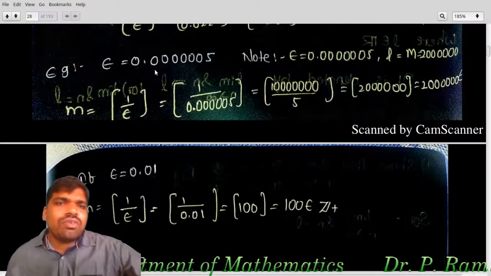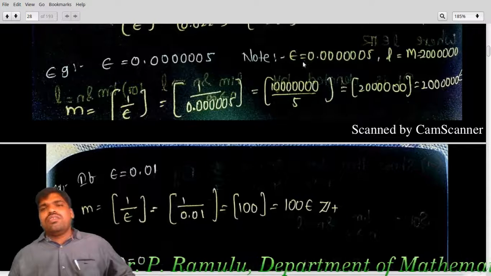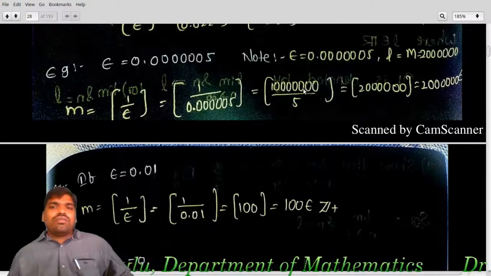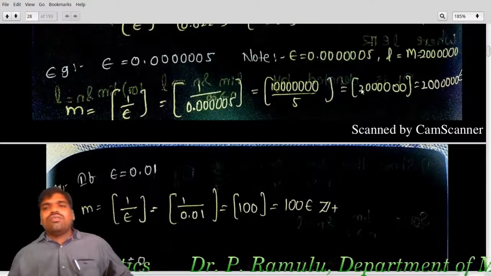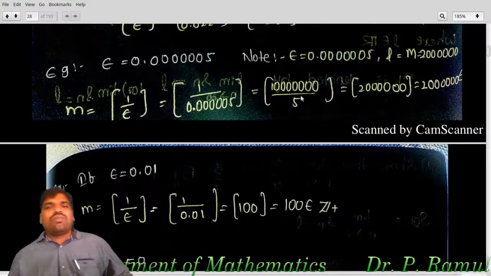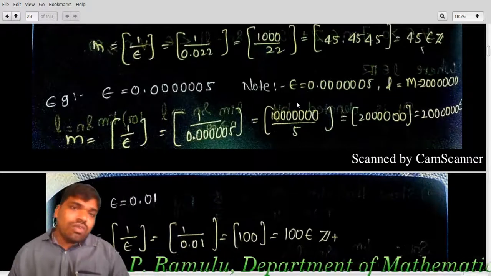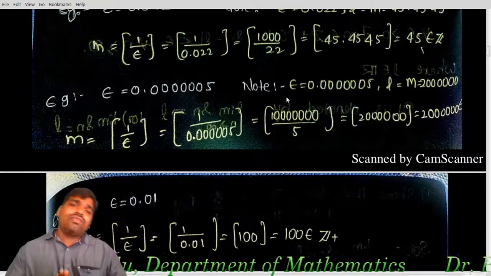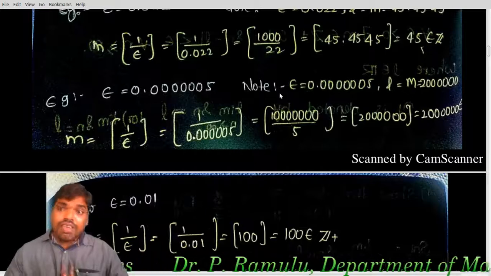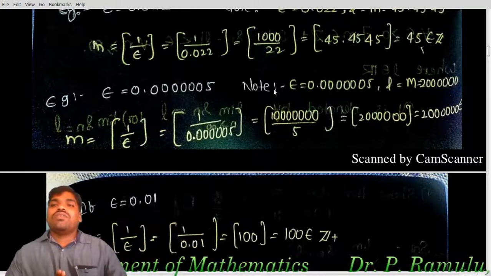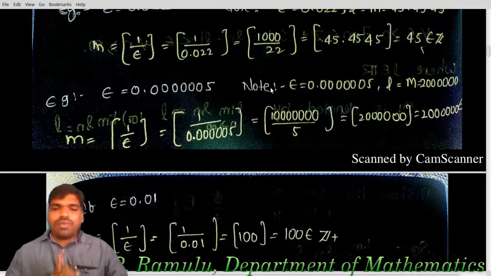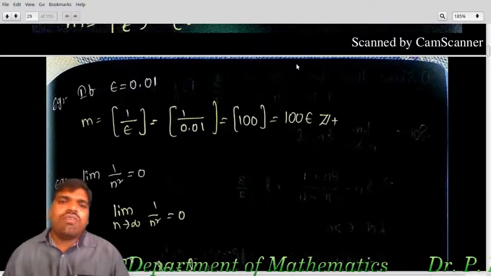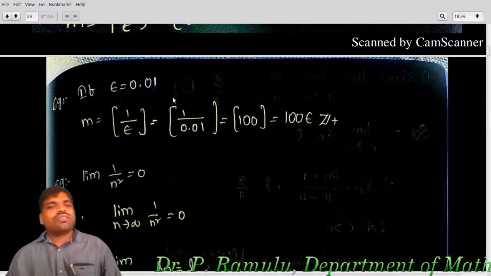If you take epsilon equal to 0.000005, then 1 by epsilon is 1 crore by 5, which equals 20 lakhs. So if I take epsilon very, very small, M becomes very large, and the difference between 1 by n and L is less than epsilon when n is beyond 20 lakhs. If epsilon is 0.01, M is equal to 100. That means the value of M depends on this epsilon.